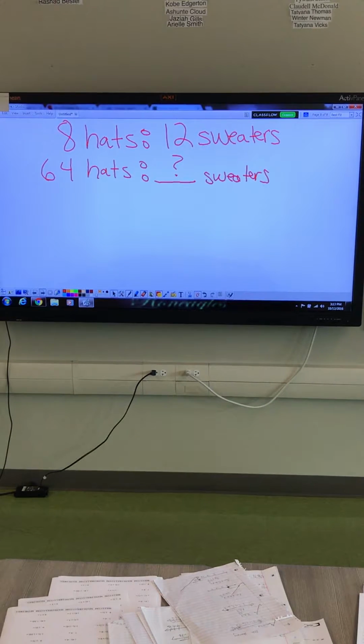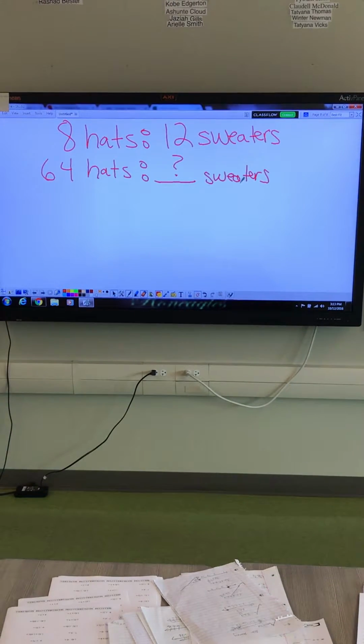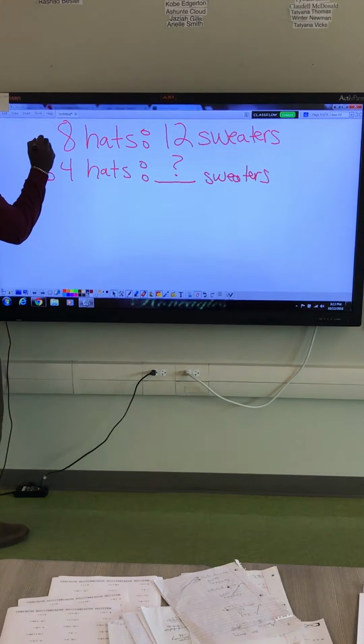We went over the same problem on Monday. And again, it's the same principle as the ratio problem before. What you do on one side, you do on the other. So we're going to multiply. How can we get from 8 to 64? So 8 times what is going to give us 64? You can yell it out. Good, 8 times 8.